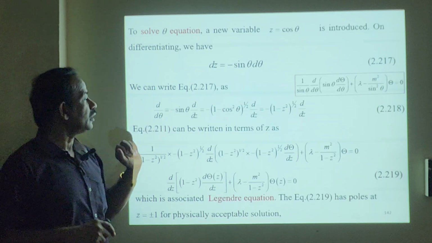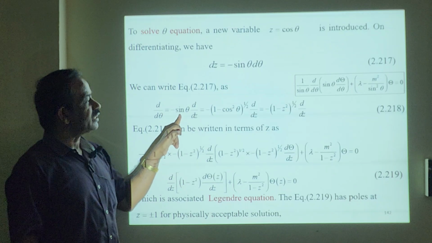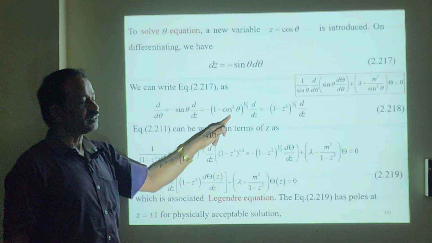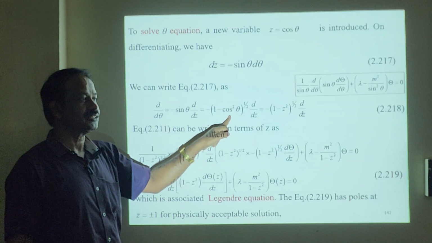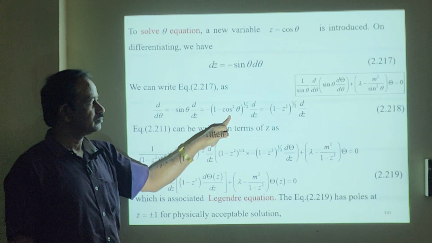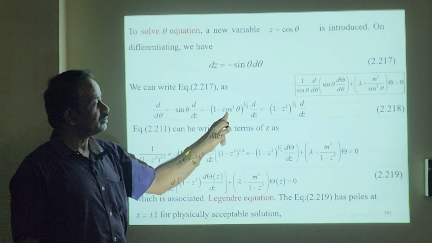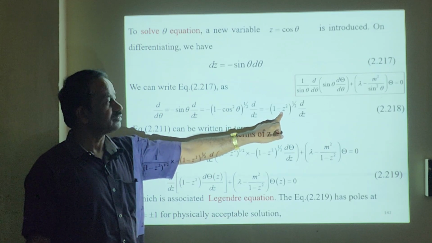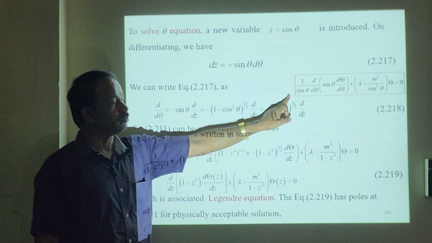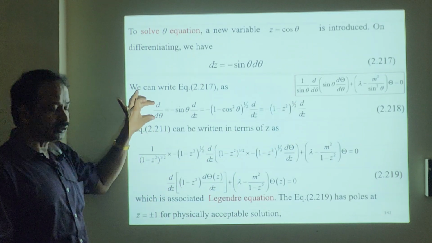Is it okay? Now we know that sin theta can be written as the square root of 1 minus cos square theta. Sin square plus cos square equals 1, we know already. So cos theta equals z. So 1 minus cos square theta will be 1 minus z square. So minus 1 minus z square to the power 1 by 2 d by dz. We are going to use this one.